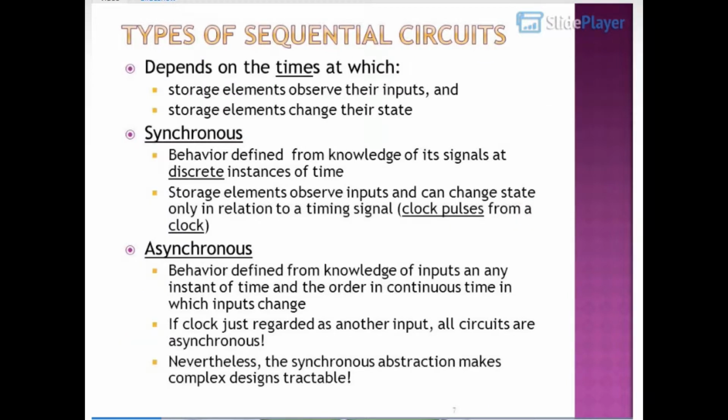Types of sequential circuits. Depends on the times at which storage elements observe their inputs, and storage elements change their state. Synchronous: behavior defined from knowledge of its signals at discrete instances of time. Storage elements observe inputs and can change state only in relation to a timing signal, clock pulses from a clock. Asynchronous: behavior defined from knowledge of inputs at any instant of time and the order in continuous time in which inputs change. If the clock is just regarded as another input, all circuits are asynchronous. Nevertheless, the synchronous abstraction makes complex designs tractable.